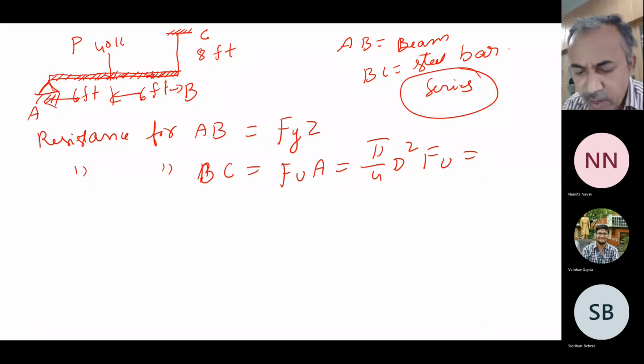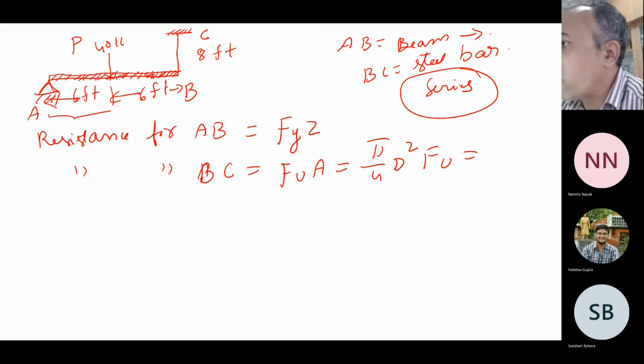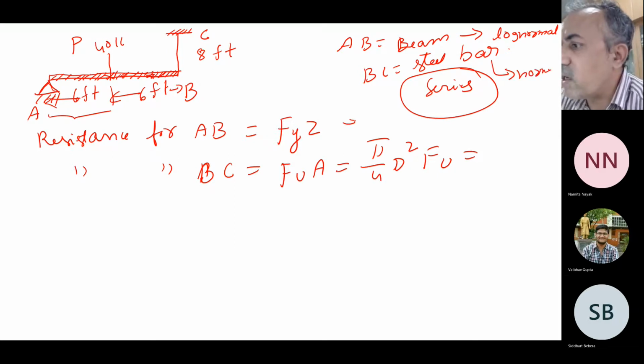Now the mean value and standard deviation you can easily find out. In this problem, the beam resistance is log normal. He has taken the resistance of the beam as log normal, whereas the steel bar is normal. So this is a log normal, and this is a normal distribution.